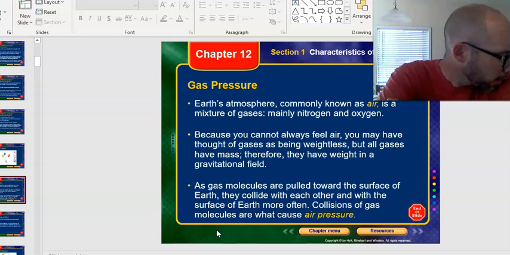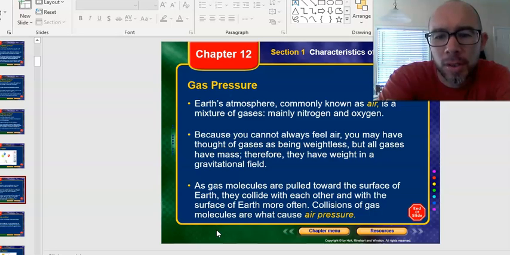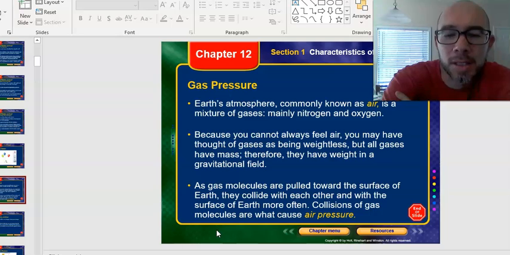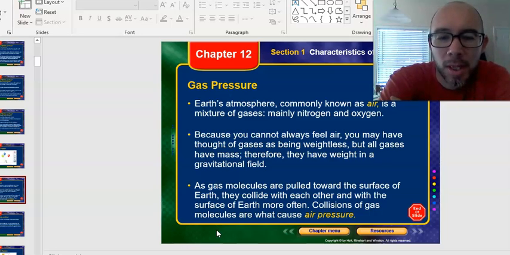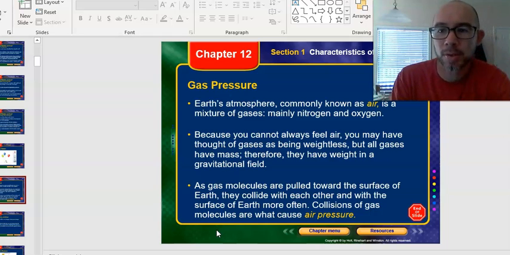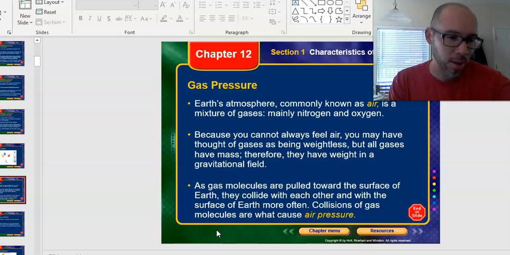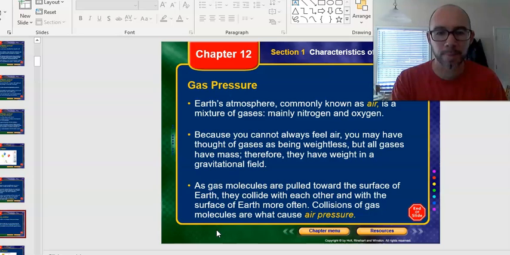The particles in the air are attracted to the Earth by gravity, but the further away you get, the less attracted they are. The ones lower down have more air pushing down on top of them. As gas molecules are pulled toward the surface of the Earth, they collide with other ones and create air pressure. So there's more air pressure at lower elevations and less air pressure at higher elevations, like if you go up to Denver.